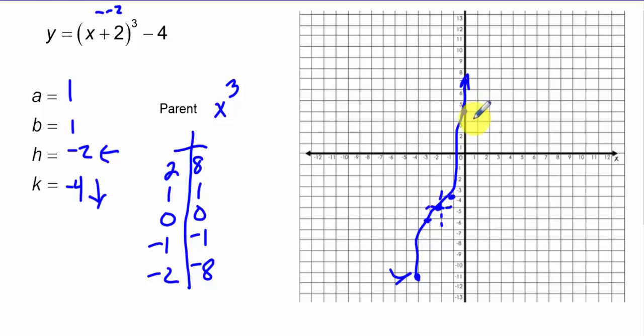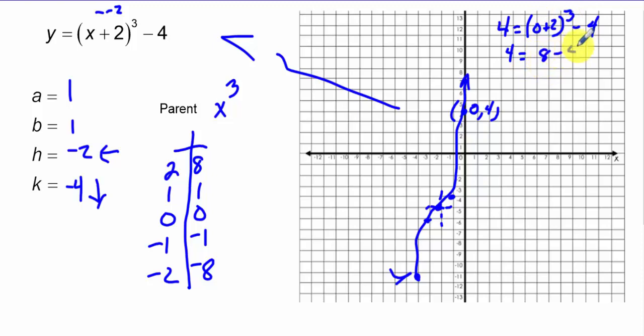So again, I'm going to pick a point before I'm all said and done and check it. So I'm going to say this point is going to be 0, 4. That's an easy point. And when I plug 0, 4 into this, it better check. So 4 better equal 0 plus 2 cubed minus 4. This is 4 equals 2 cubed is 8 minus 4. 8 minus 4 is 4, so check. That's an accurate graph.